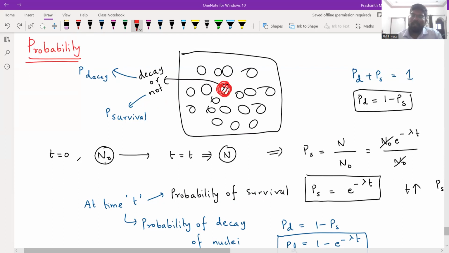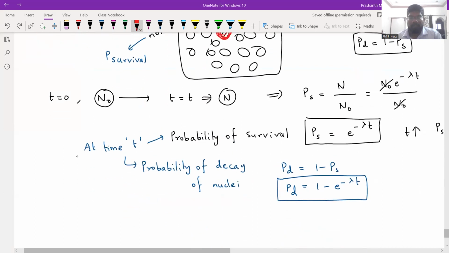If very few are present, then definitely its chance has come. Finally, everything should decay, right? So its chance has come. Then the probability of survival, we are saying, is the number of nuclei present divided by the initial number. Then the probability of survival is going to decrease exponentially with time.